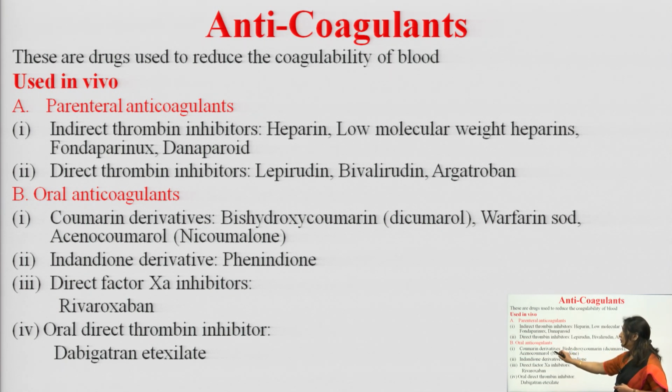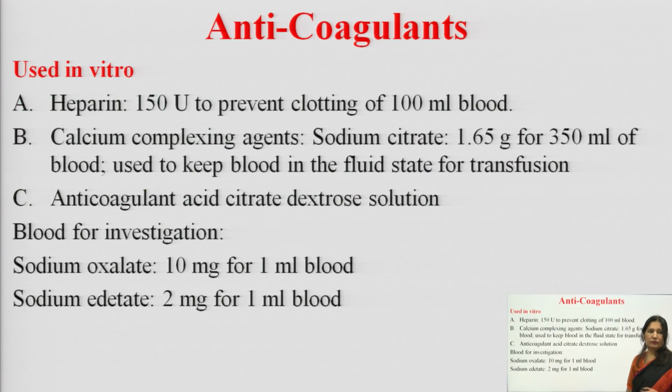Oral anticoagulants are coumarin derivatives, the most important being warfarin sodium, the indanedione derivative phenindione, direct factor 10A inhibitors and oral direct thrombin inhibitors. An example is dabigatran, etc. So, these are the anticoagulants, parenteral as well as oral, which can be used inside the body. These are a few examples of the anticoagulants that we use in the lab while collecting a blood sample or during blood transfusion.